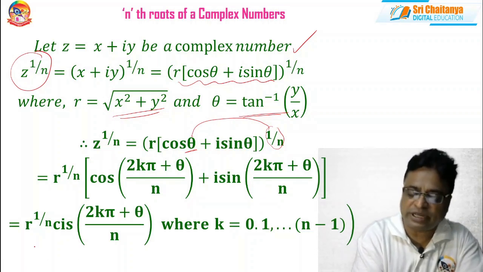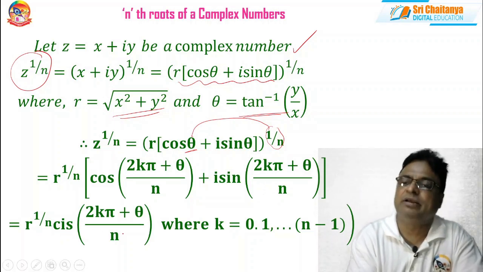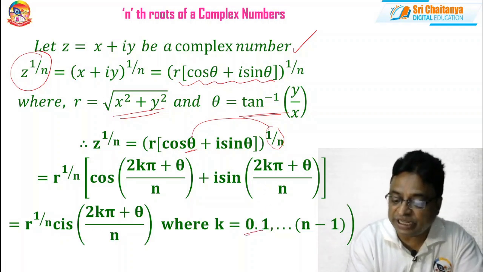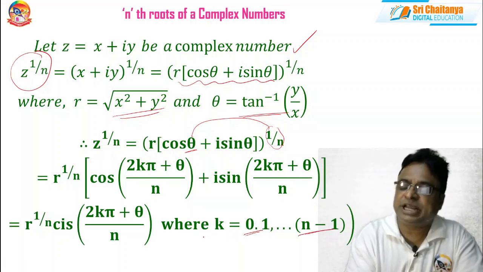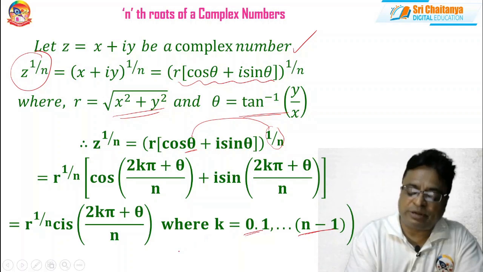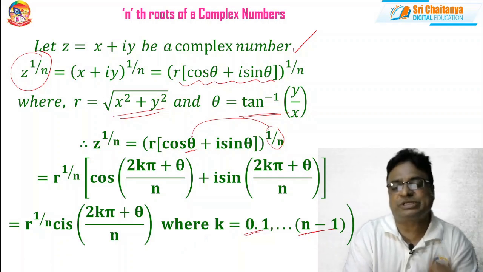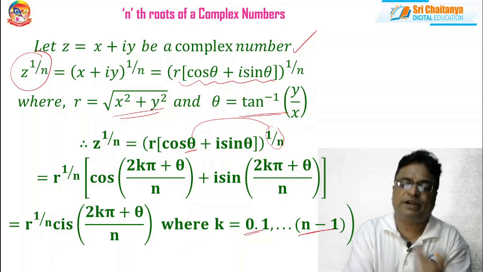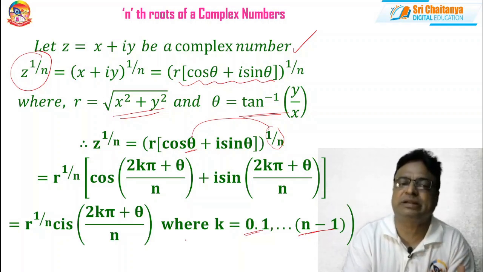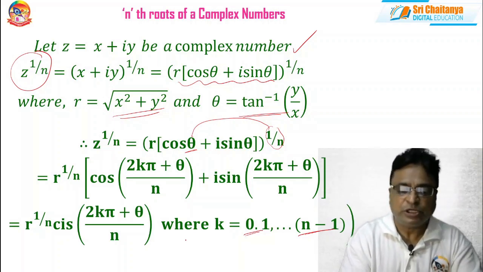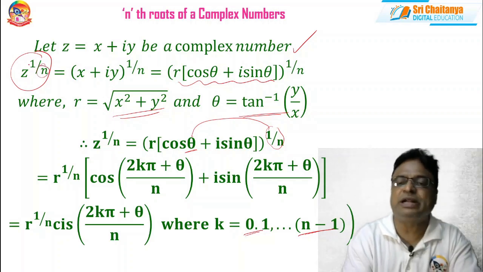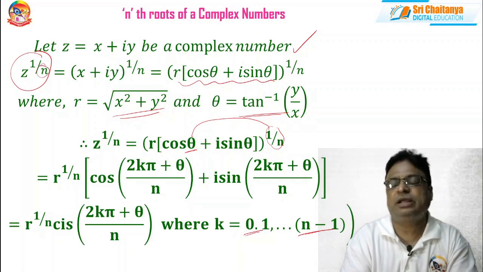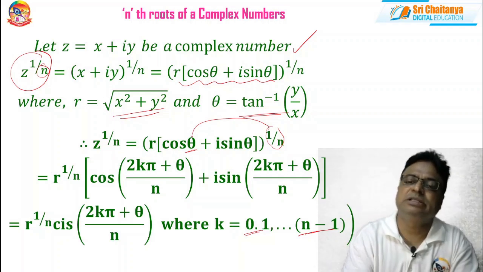This I can also write as r power 1 by n into cis of (2k pi plus theta) by n, where k is equal to 0, 1, 2, 3 up to n minus 1. If I substitute k is equal to 0, 1, 2, 3 up to n minus 1, how many roots do I get? n roots. That's why this is the way to find the n roots of the complex number z power 1 by n. Based on the power in the denominator, you will get that number of roots for any complex number of this kind.